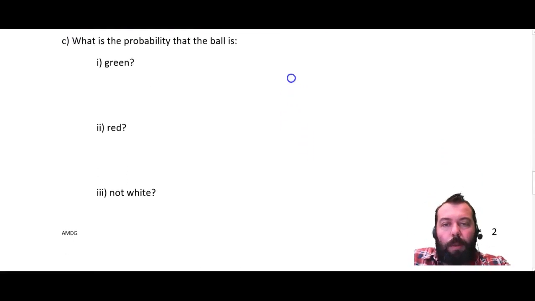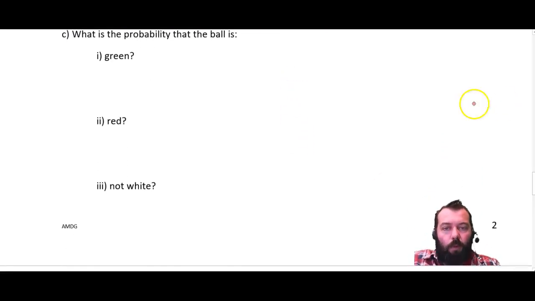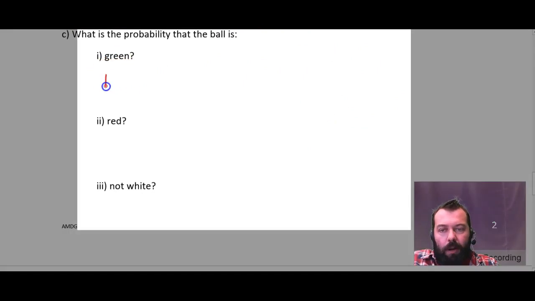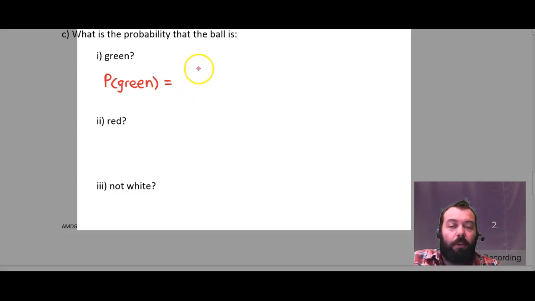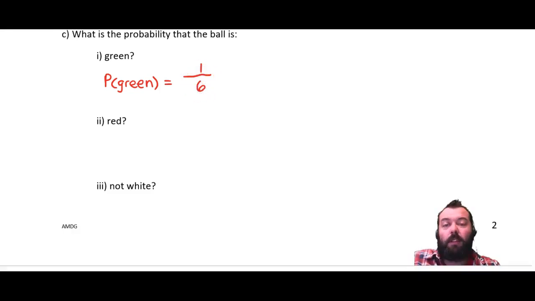Now, what is the probability that the ball is green? If we remember, probability, I'm going to write it like this. Probability, I'm going to put it in brackets here. That doesn't mean times. It's a different kind of notation. Sometimes we use a subscript, but they get a bit cumbersome at times. So I'm going to write it in brackets after the P for probability. The probability of a green ball is how many outcomes belong to that event? There's just 1 green ball, and the size of the sample space is 6. So the probability of a green ball is 1 over 6.